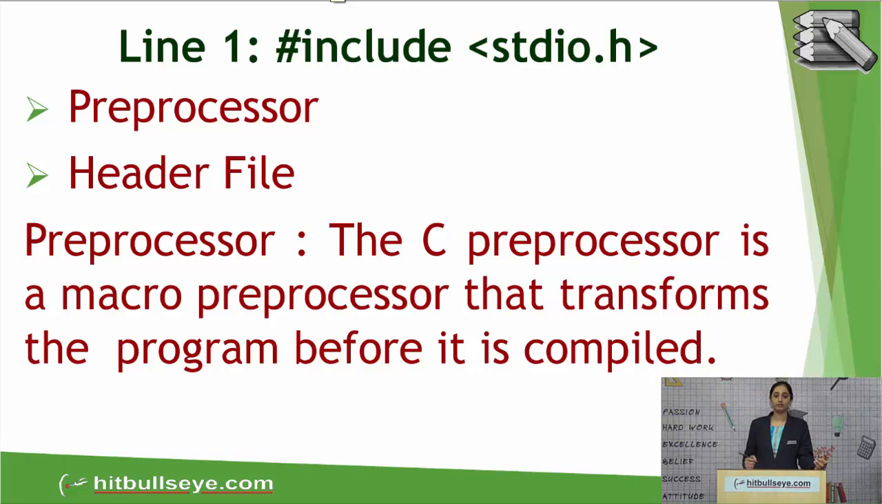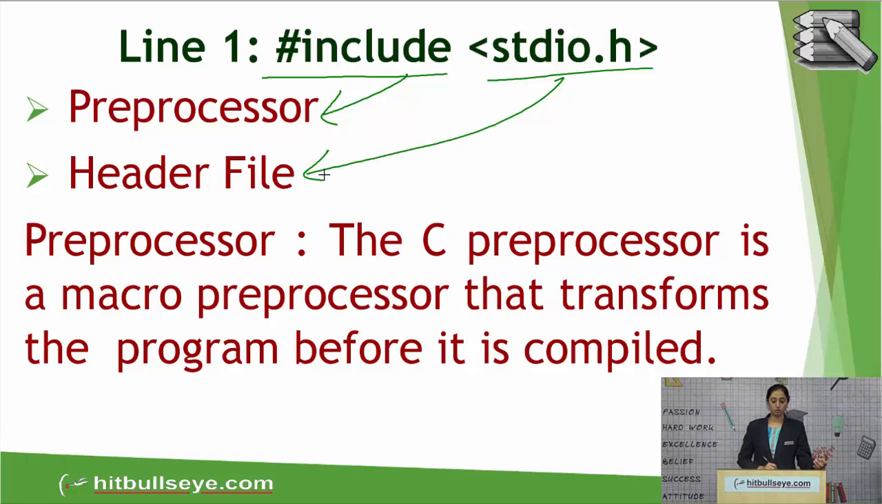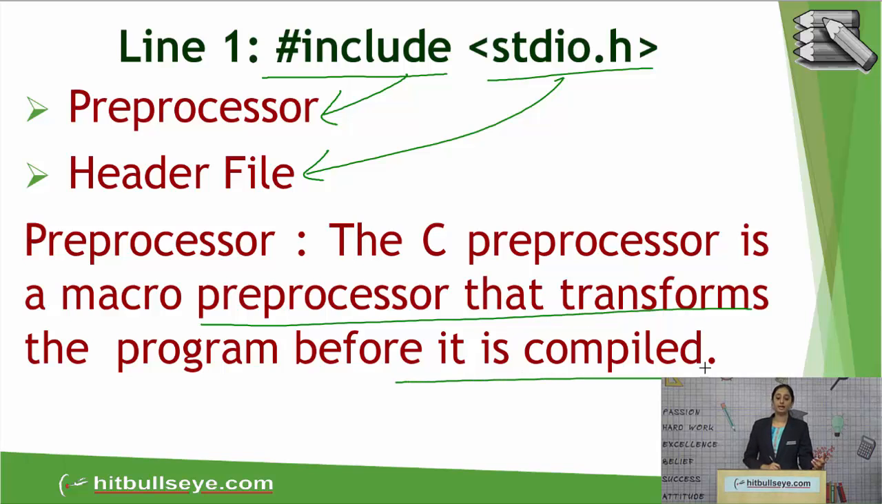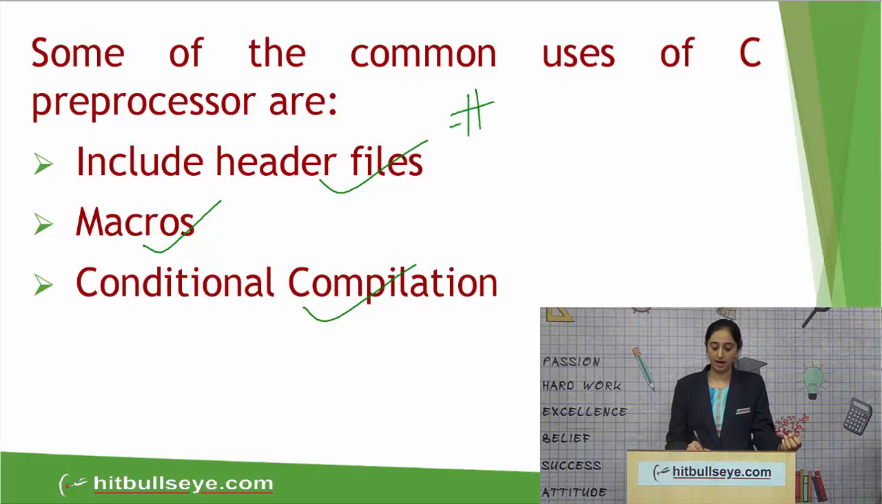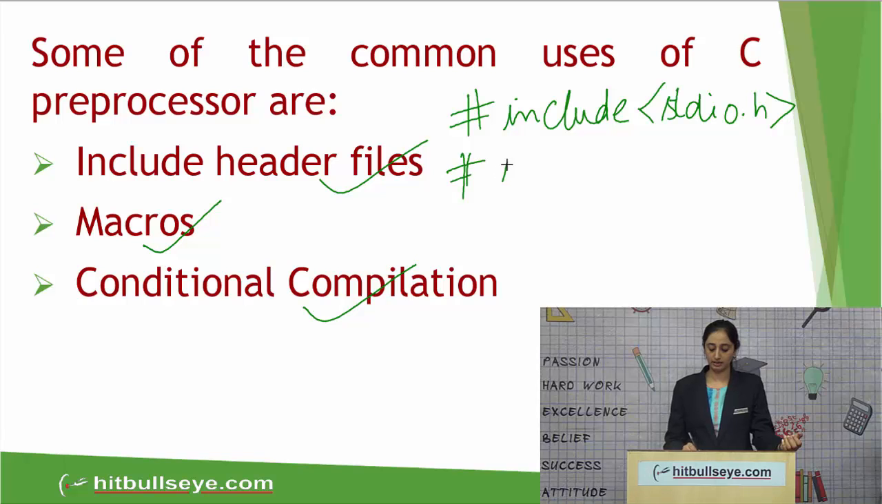For example, line 1 is divided into two parts, preprocessor and header file. The preprocessor is a macro preprocessor that transforms the program before it is compiled, and some of the common uses of C preprocessors are include header files, macros, and conditional compilation.